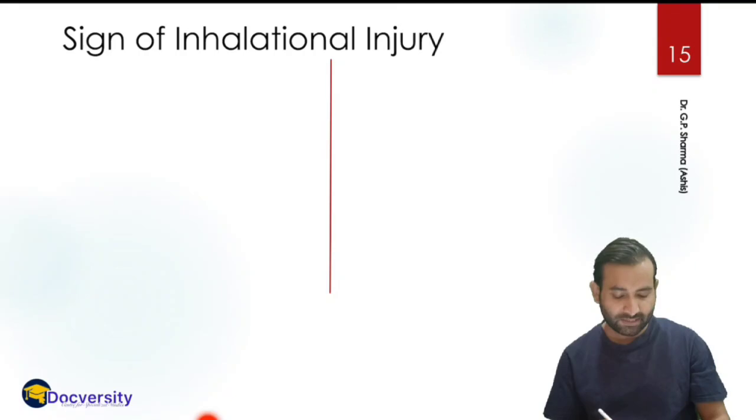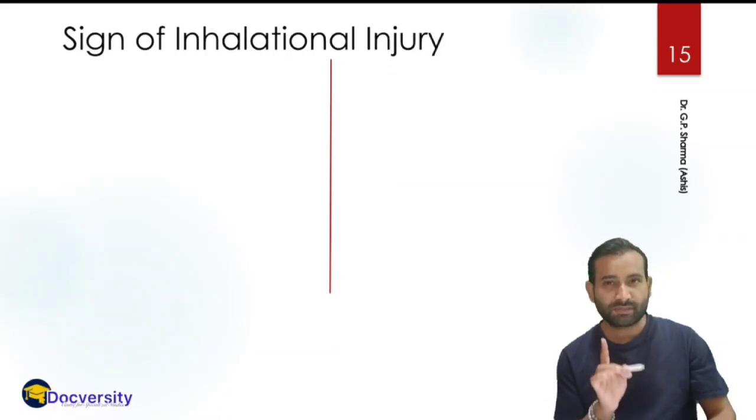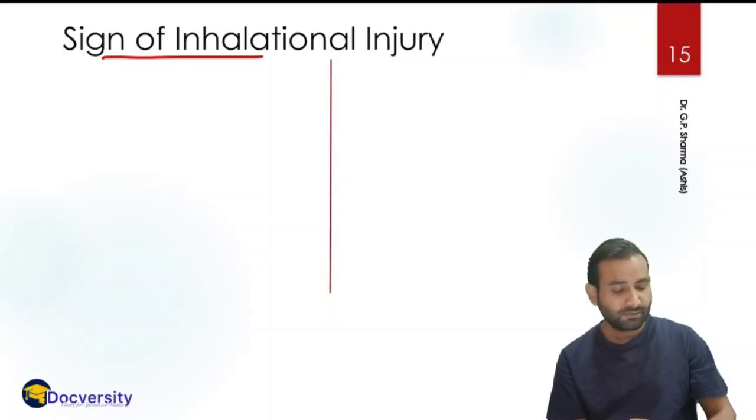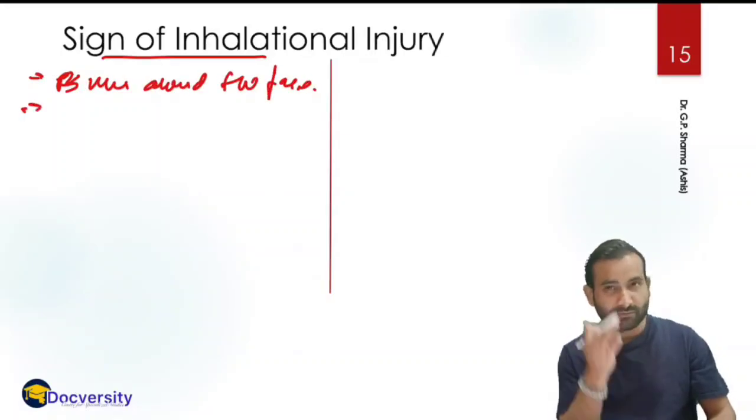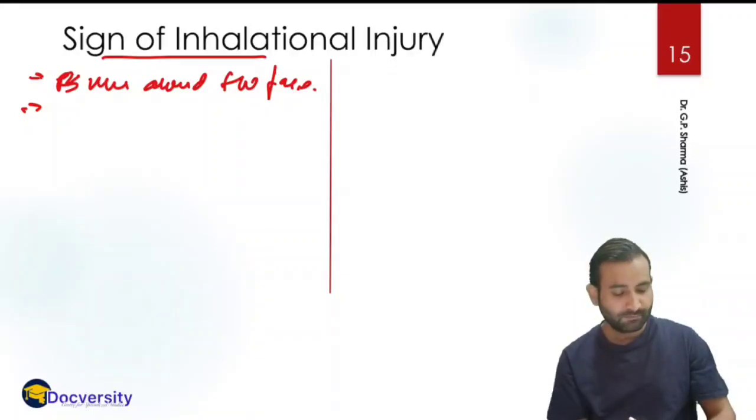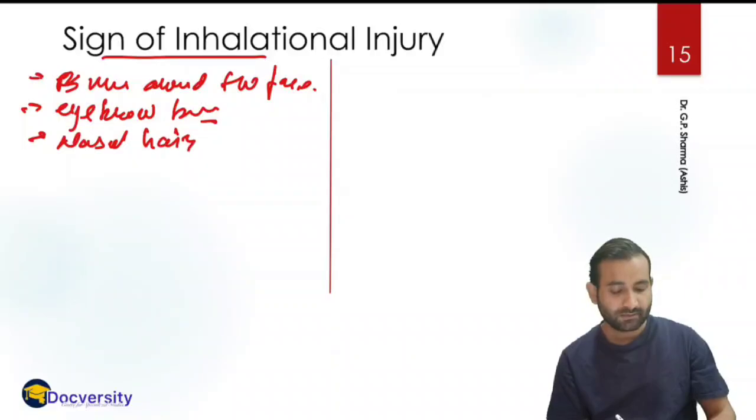So what are the signs of the inhalational injury? If the patient has the inhalational injury and comes to you, the first thing you have to see is around the face. So what will you see? The patient has a burn around the face, right? If there is no significant burn around the face, what will you see? You will see the loss of eyebrow, right? Eyebrow burn or loss. You will see singed nasal hair, right?